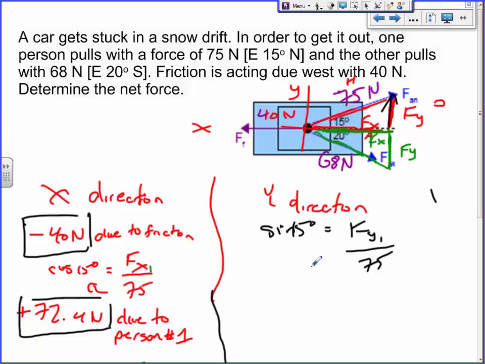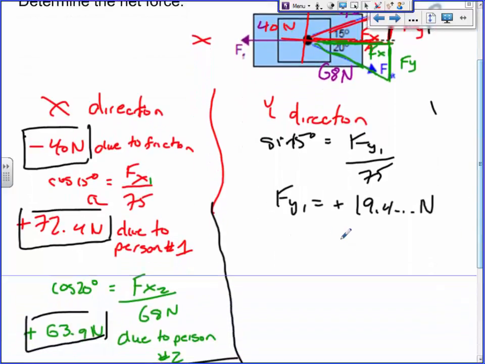So what is 75 times the sine of 15? 19.4? Okay. And if it's okay, I'm going to make that a positive number, 19.4 newtons, meaning that one person is pulling upwards, essentially northwards. What am I going to do for the downwards one, though, for the y value? There's really no formula here, by the way. This is all about keeping track of it logically in your own head. So I'll just write that up.